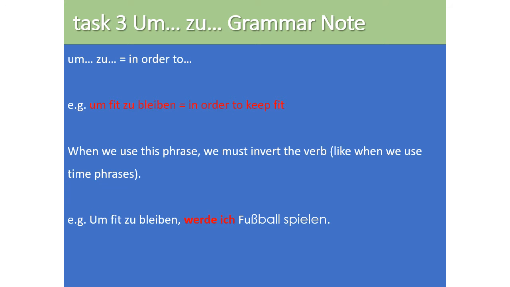Okay, so for task 3, I want you to note down a grammar note on how we use this construction zu. It has the meaning in order to, and you put in around zu what it is that you want to do. So in order to keep fit would be fit zu bleiben. So in order to stay fit. And then obviously you use it with a second part of a sentence. And then in the second part of the sentence, the verb and the subject swap places or invert. So normally, for example, if you said ich schwimme, you would change it to schwimme ich.